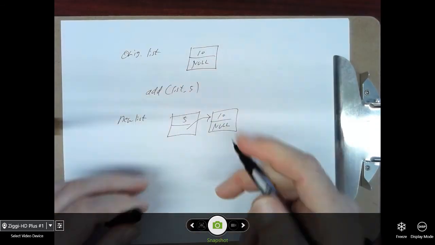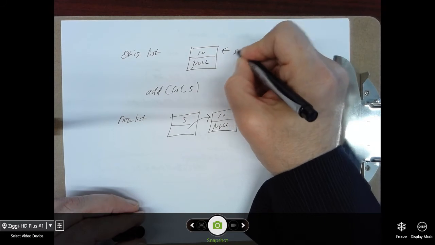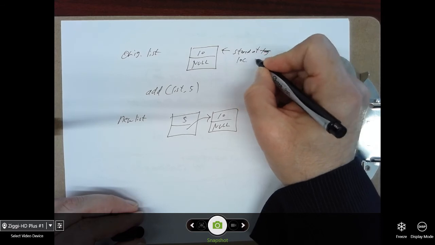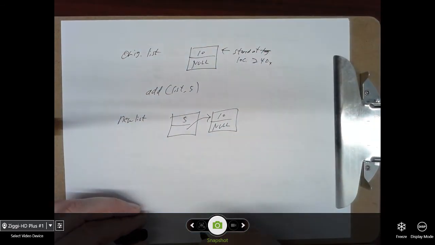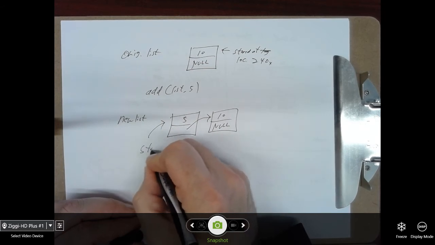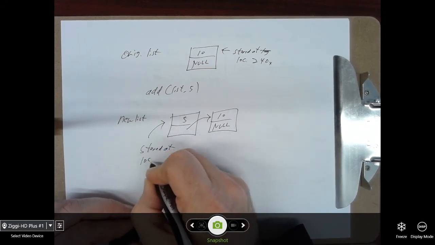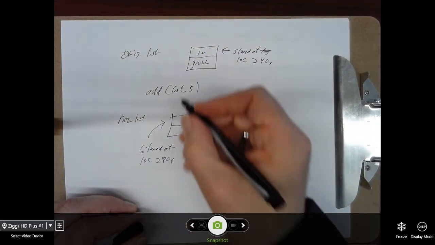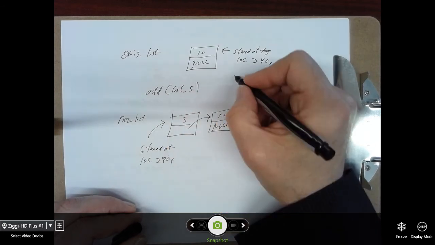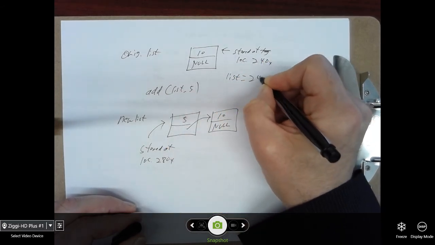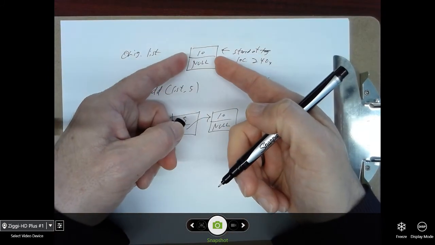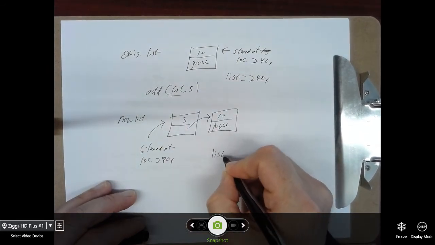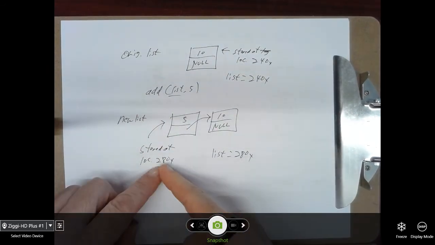Well, before I added, let's say this node was stored at location 240 hex. And let's say this node is stored at location 280 hex. Well, before I make this call to add, list is 240 hex. It's the address of the first node in the list. After I come back from this call, I somehow need list to be equal to 280 hex.